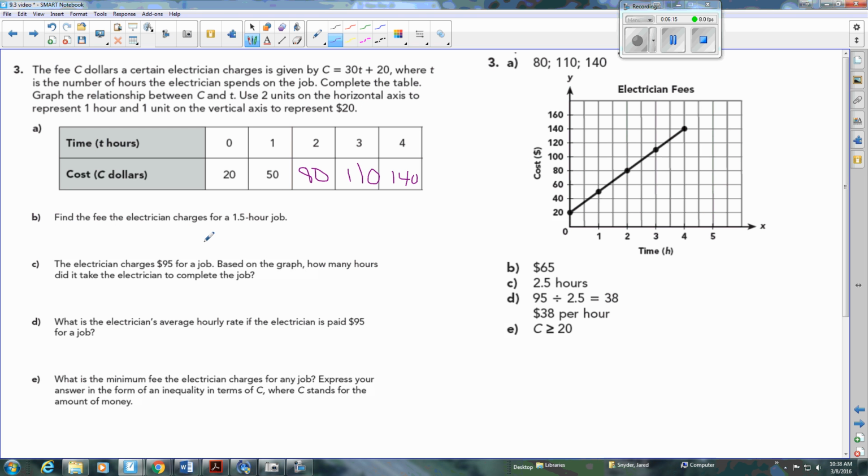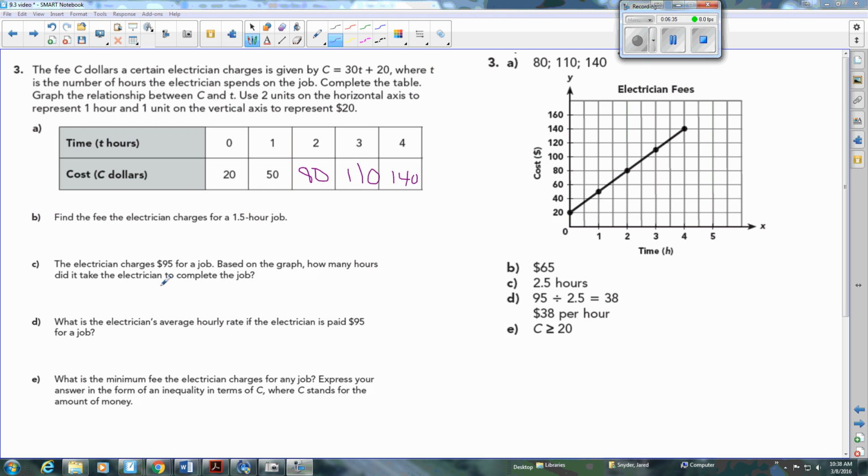Find the fee that the electrician charges for 1.5. So we go to 1.5. It's going to be right about there. Okay, so that's about $65. Obviously, it's not going to be exact unless you guys plugged in the number.